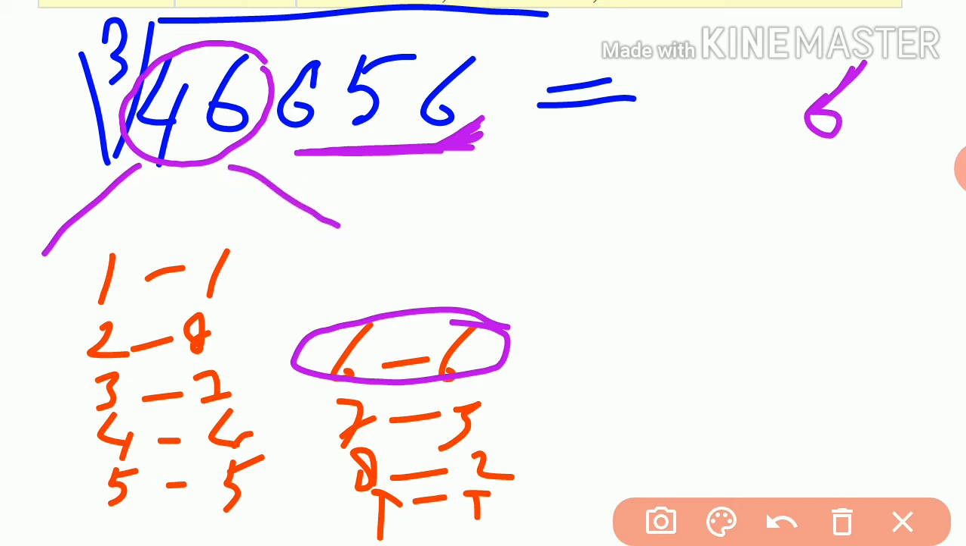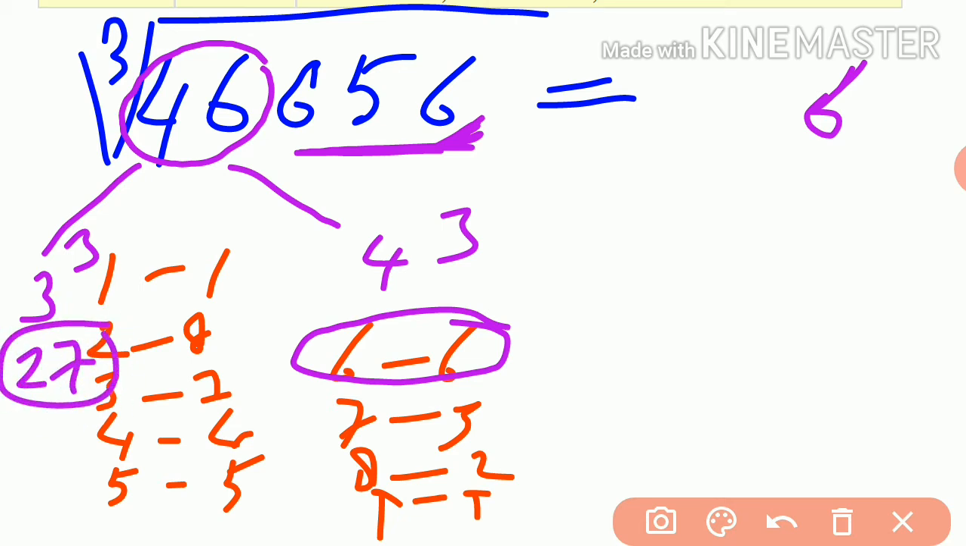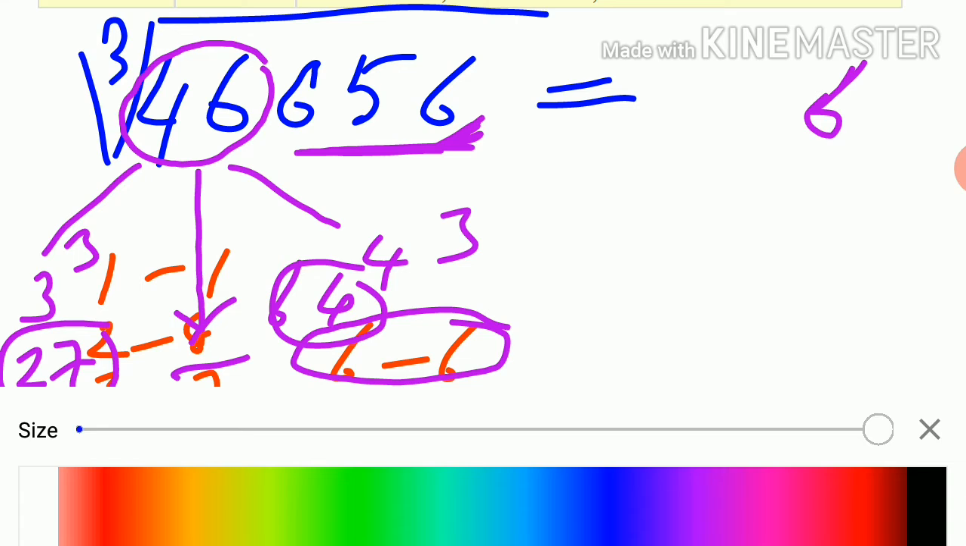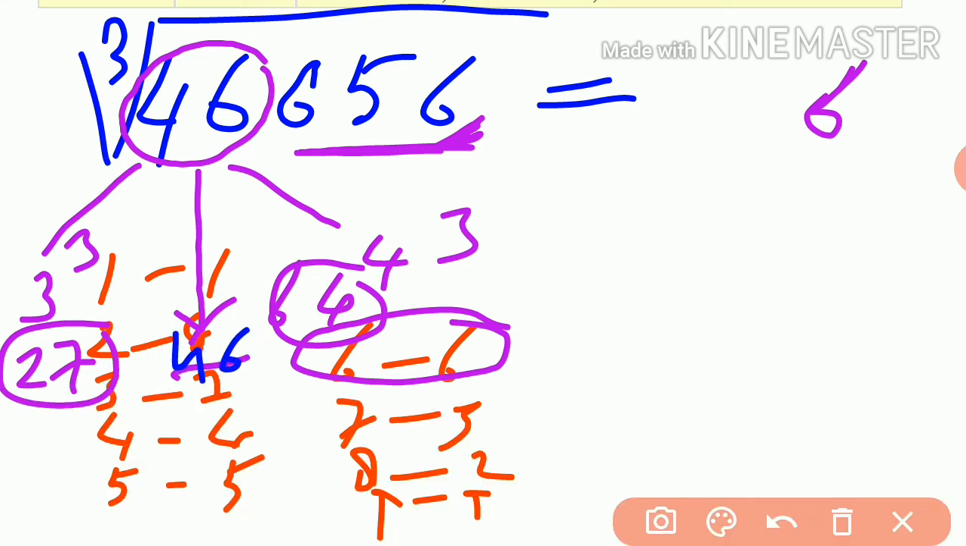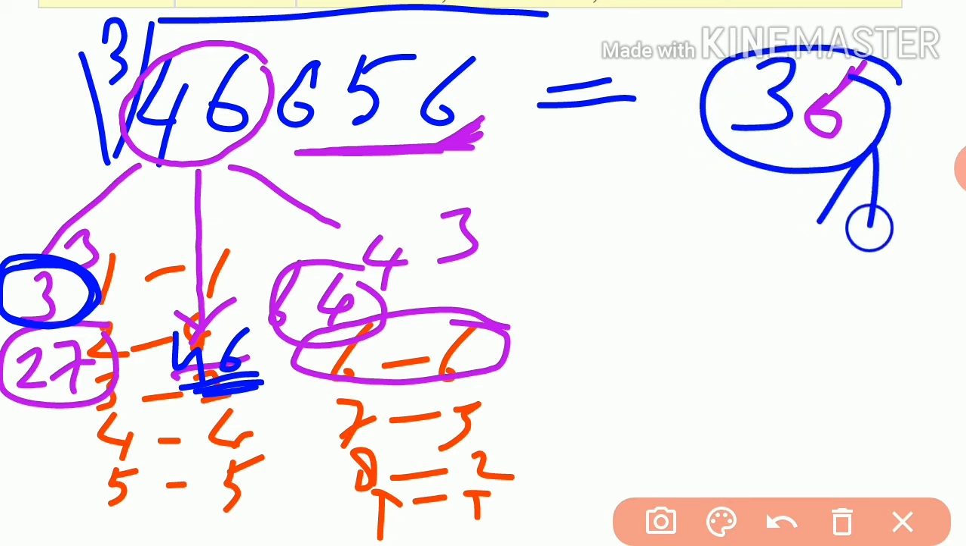3 cube is 27 and 4 cube is 64. That is, 3 cube means 27 and 4 cube means 64, and 46 lies between 27 and 64. So we will take the smaller number. In this way we will write 3 here, so 36 will be the required cube root of the given number.